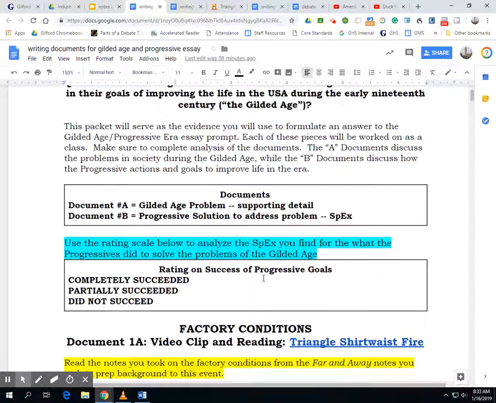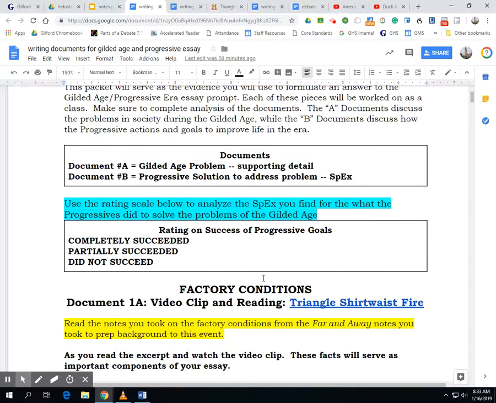So the document packet is broken up into numbers and letters. And what's important to understand is there is a key at the top of the first page that describes to you what the document number and letter refer to. Any document that's labeled with a number and the letter A is a Gilded Age problem. So for your supporting detail statement, your A, B, C, D, or E, your job is to describe a Gilded Age issue from the early 19th century. It's focused around political corruption, big business operations, factory conditions, child labor, and so forth.